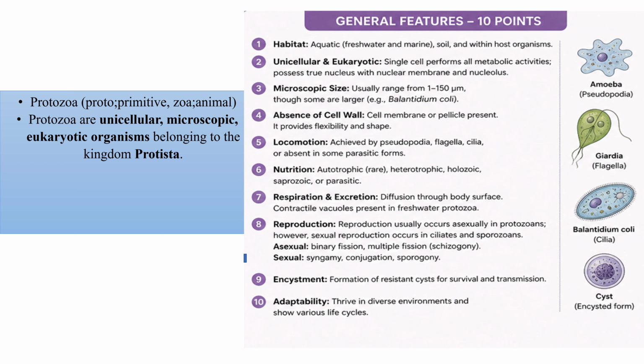Now we know the protozoa are unicellular organisms, meaning the entire body consists of a single cell, and this single cell can perform all the metabolic activities necessary for survival. And they are also eukaryotic, which means they possess a true nucleus with a nuclear membrane and nucleolus.